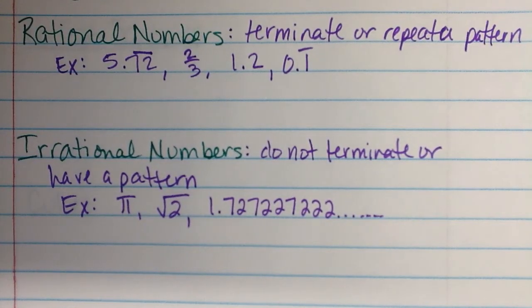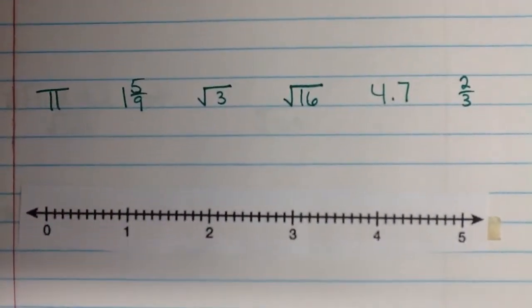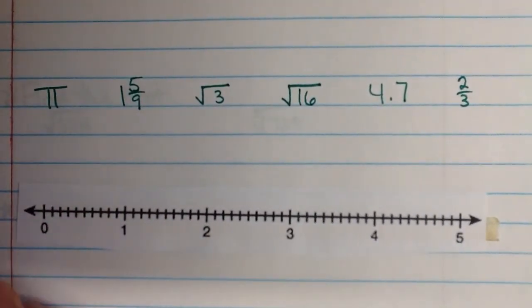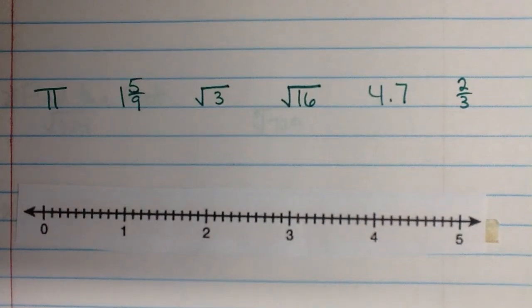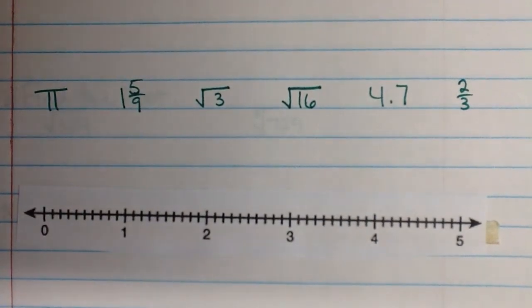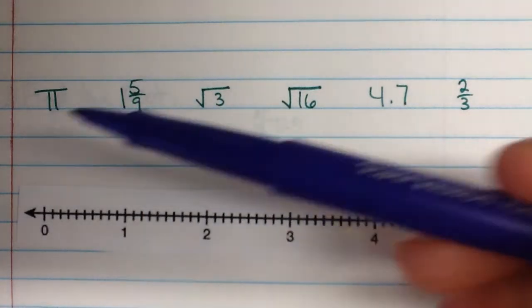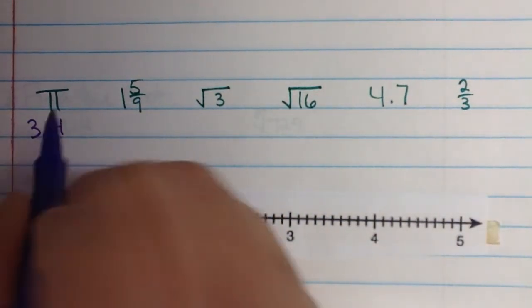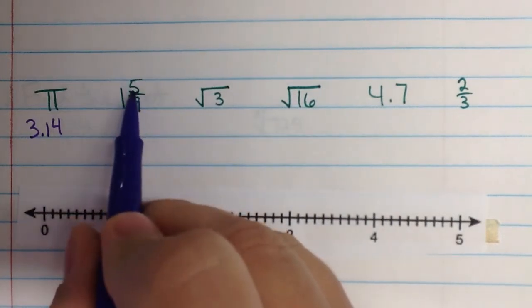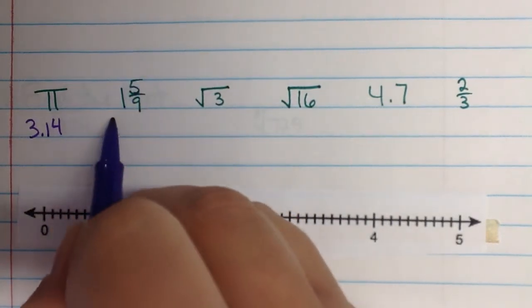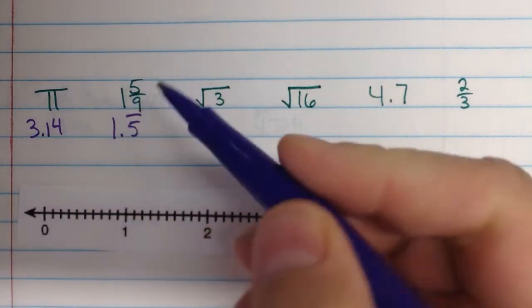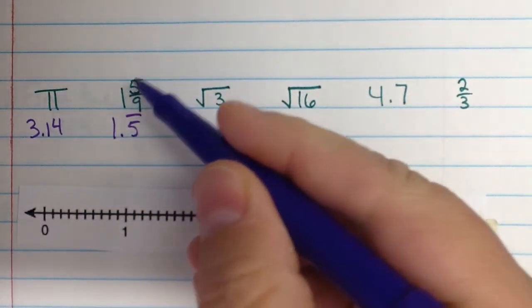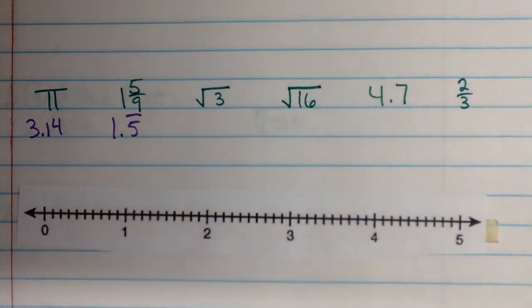And now what we're going to do is take rational and irrational numbers and plot them on a number line. Okay, so here are our rational and irrational numbers. What you're going to want to do is turn all of them into decimals. So pi becomes 3.14, 1.1, 5/9 becomes 1.5 repeated. Remember, if it's over 9, the numerator is what's repeated in the decimal.